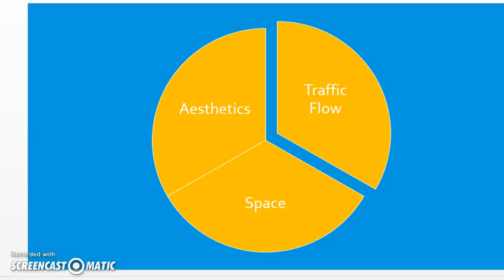The next aspect we're going to discuss are aesthetics to traffic flow and space. So first we'll start with traffic flow. Traffic flow in and out of the building is important to consider. Is it easy to get in and out of the classrooms or to pick up children?